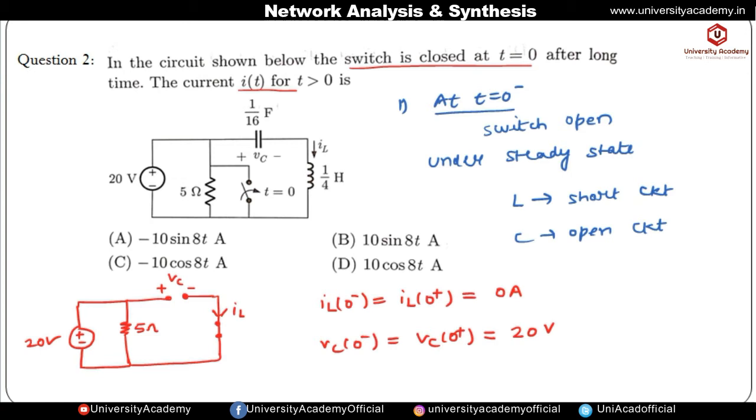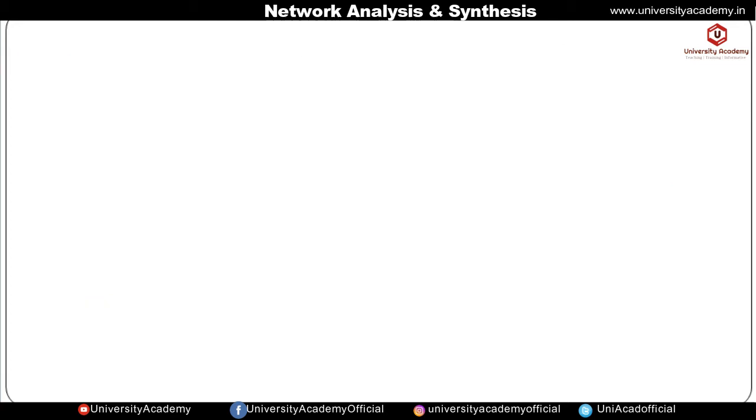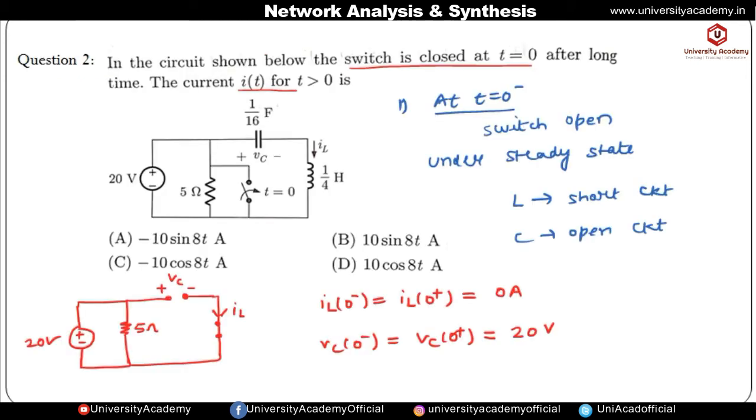Now we will draw the circuit for t greater than 0. So for t greater than 0, the switch will be closed. Okay, so this switch is getting closed. So let us draw the circuit. Now for t greater than 0, we will draw the circuit in S domain. Okay, so we have to convert everything in the S domain.